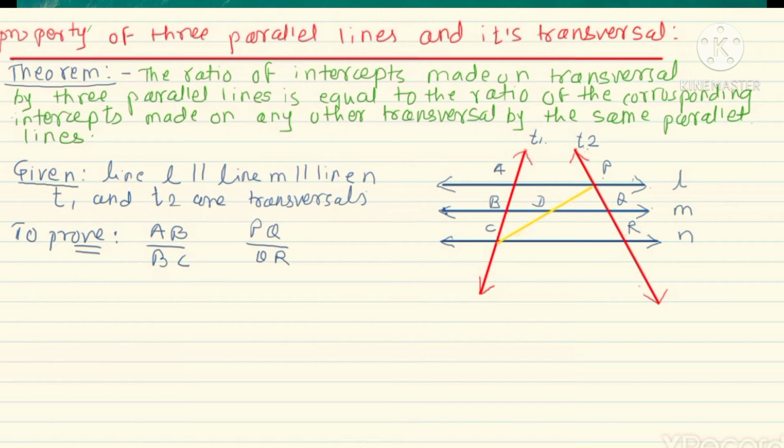Dear students, you know that ratio means comparison by division, and what is given in the statement? We are given that these two ratios are equal. So we have to prove AB upon BC equal to PQ upon QR. How can we prove? For that we have to make a construction here.